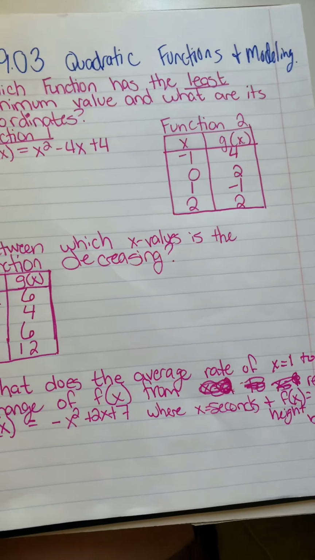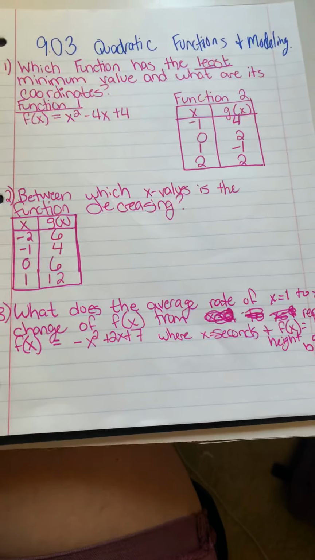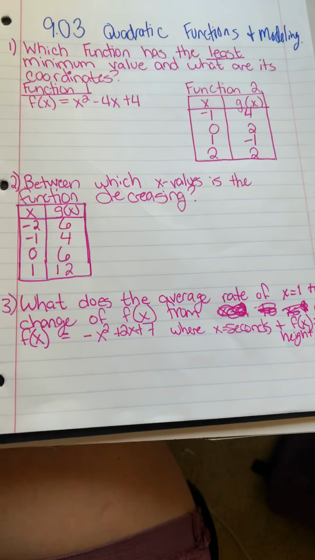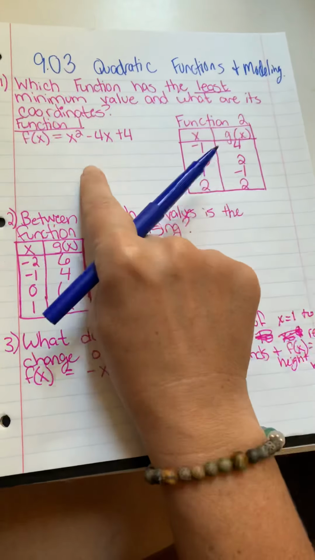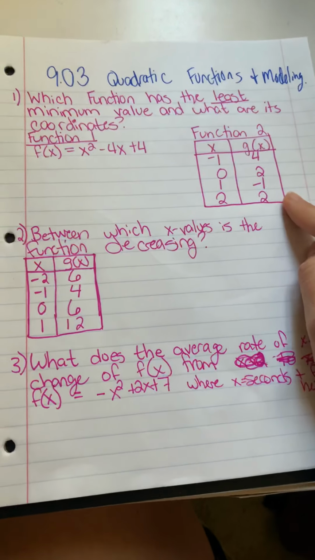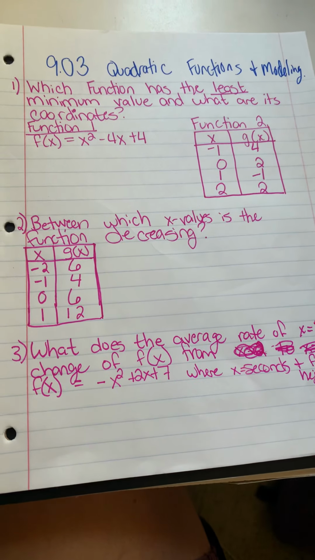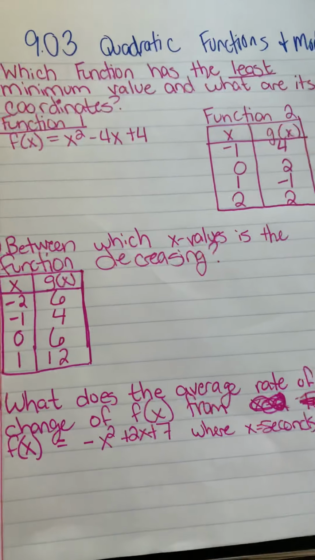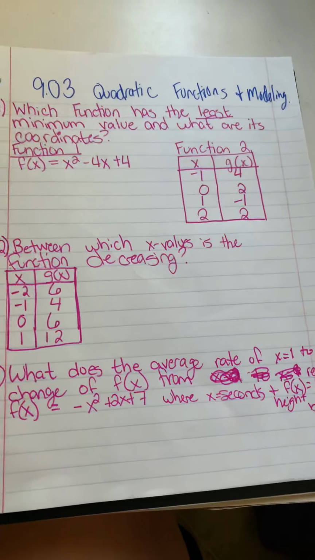These are some problems from the lessons from 9.01, 9.02, and similar to the questions on the quiz for 9.03. I'm going to start with question 1, and we're comparing two functions, one written in quadratic form, one shown in a table. It says, which function has the least minimum value and what are its coordinates? So we have to find the minimum values for both and see which one is least. And then don't just give the x or the y, but give both coordinates.